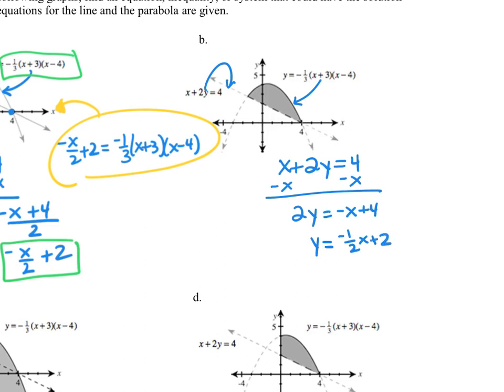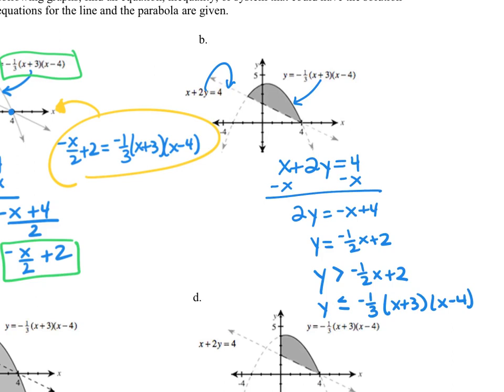plus 2. If I notice, I have a dashed line, so that is going to be y, and it's being shaded above, is greater than negative 1/2 x plus 2. That's the first part of my system of inequalities. The second part, if you notice, it's already in y equals form, and I'm going to say y is less than or equal to negative 1/3 times the quantity x plus 3 times the quantity x minus 4.